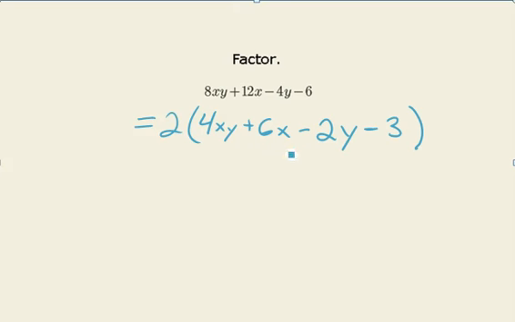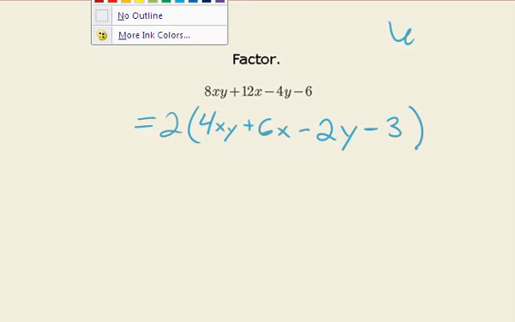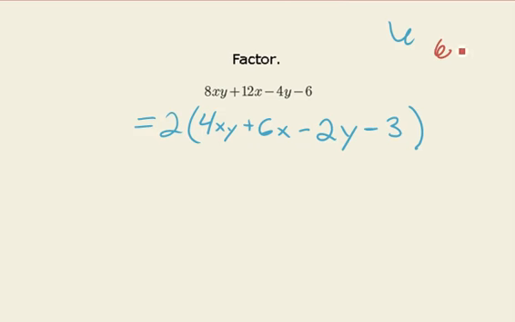So why don't I hopefully change pen colors. There we go. Why don't we try and group these first two things together, and then group these second two together. I want to be very careful when I group these second two together because of that negative sign. So if I put my grouping symbol here, did you see what I just did?